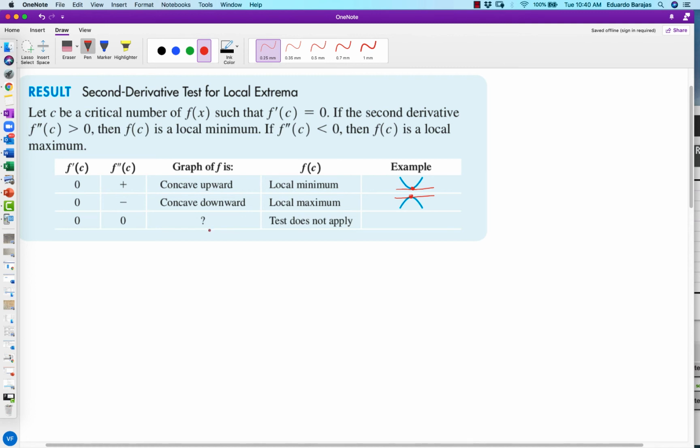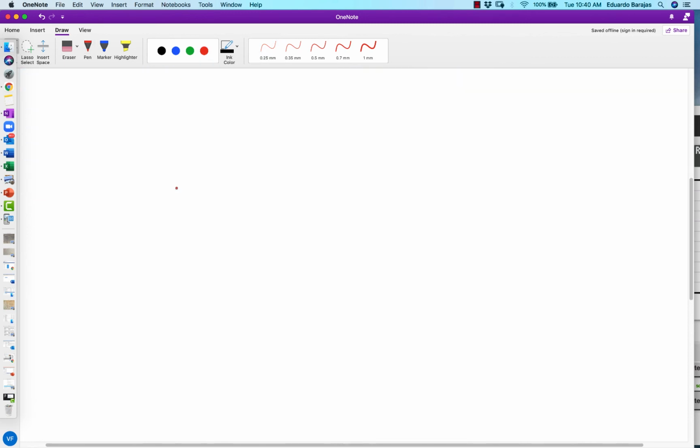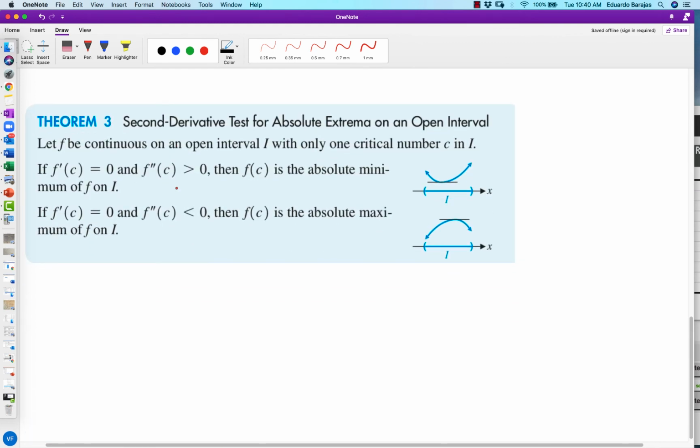It could be one of several things, so more information would need to be determined at that point. This little test wouldn't give you a conclusive answer when this happens. It's only valid when the first derivative is zero and the second derivative at that point is either a positive number or a negative one. So that's kind of wrapped up in this: Theorem three, the second derivative test for absolute extrema on an open interval.